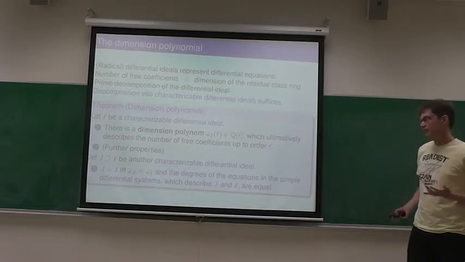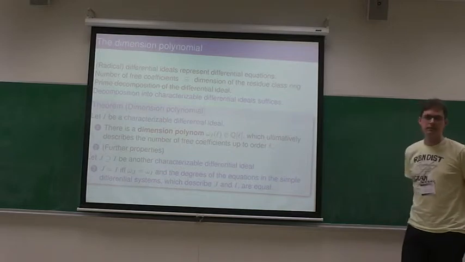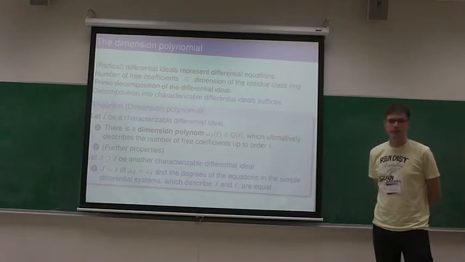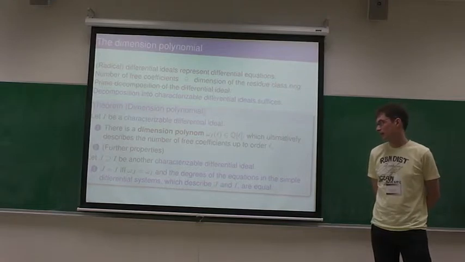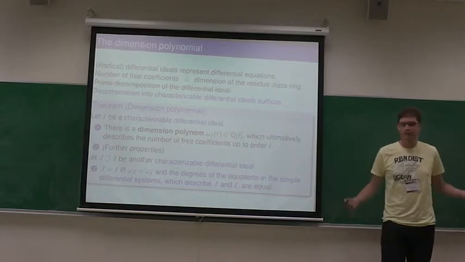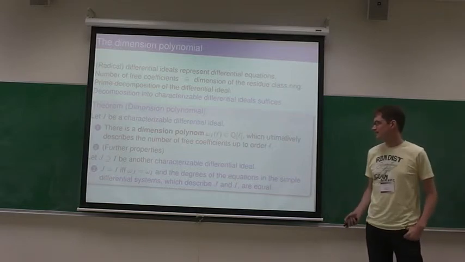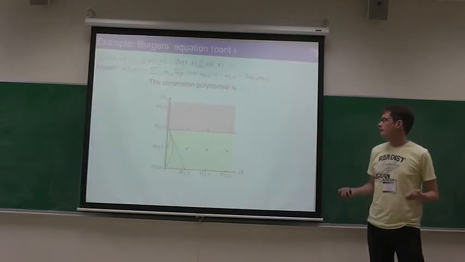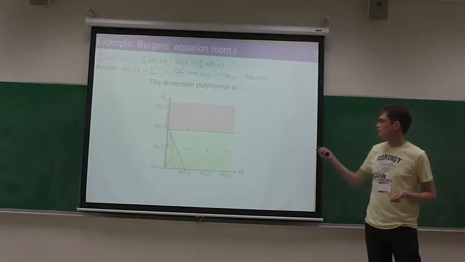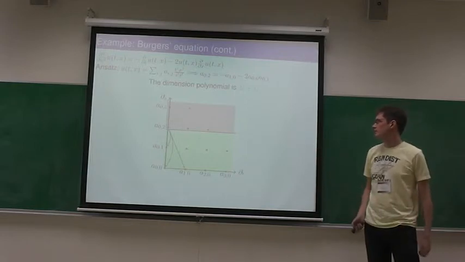So now we have several algorithms and implementations to compute this dimension polynomial. We don't even need to go to the prime decomposition. And yeah, algorithmic is always nice. So now Burgers' equation: the number of free coefficients is 2l plus 1.